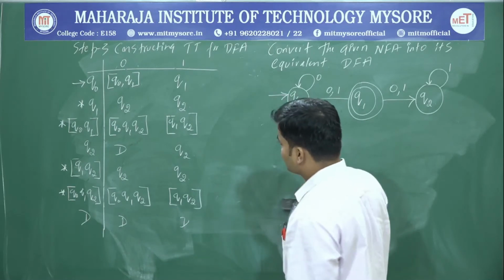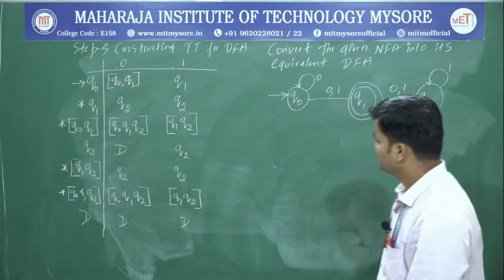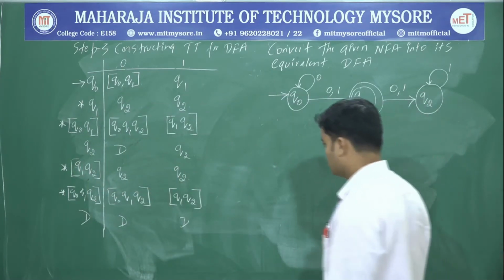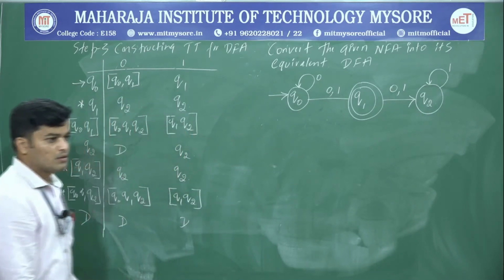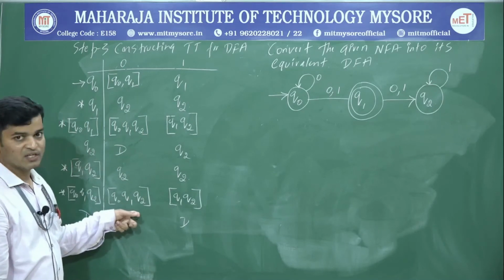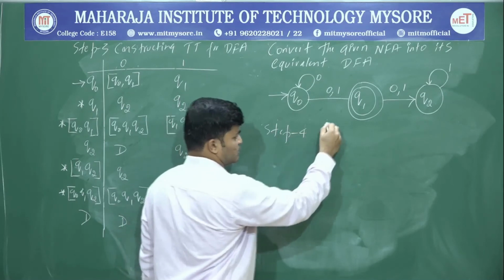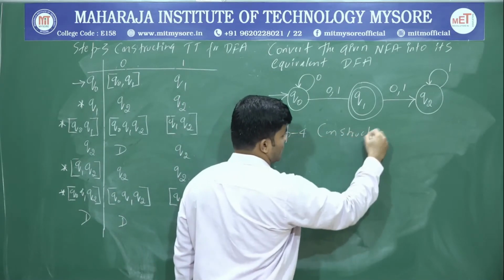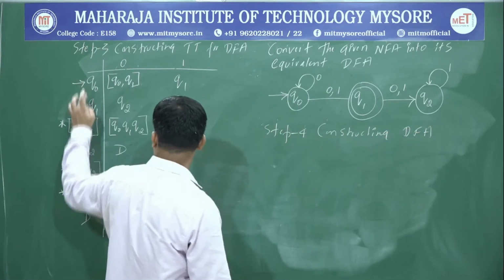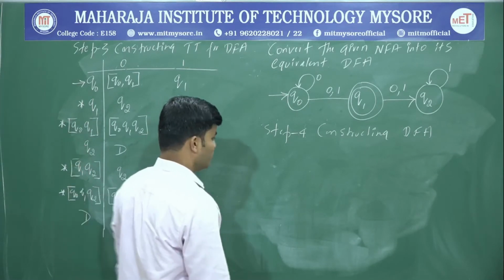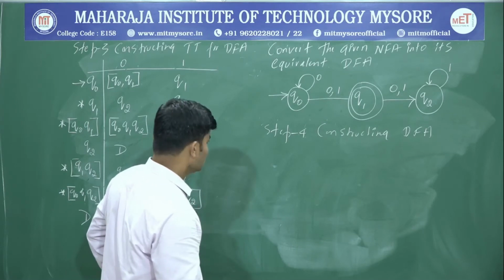The final step is to construct the DFA for this transition table. Step number 4, constructing the DFA. So how many states? 1, 2, 3, 4, 5, 6. If you want, you can include a dead state or skip that one.